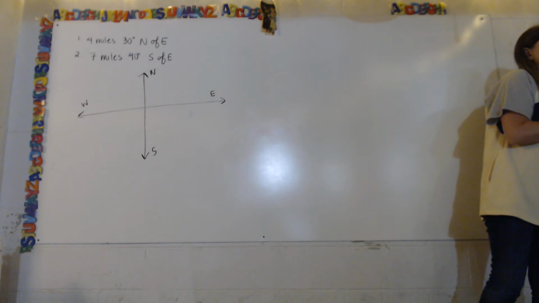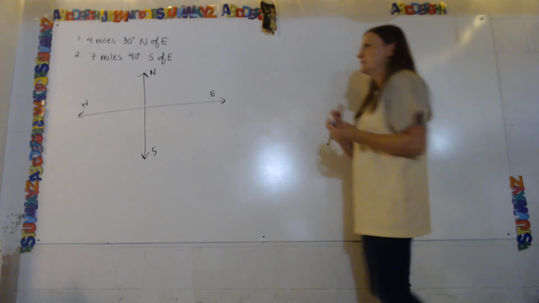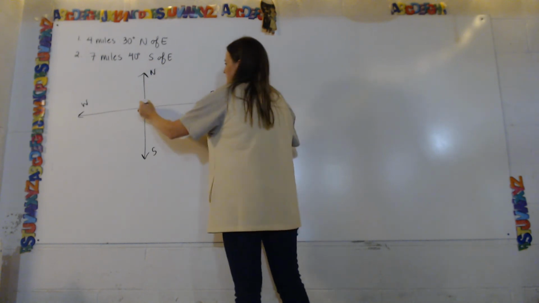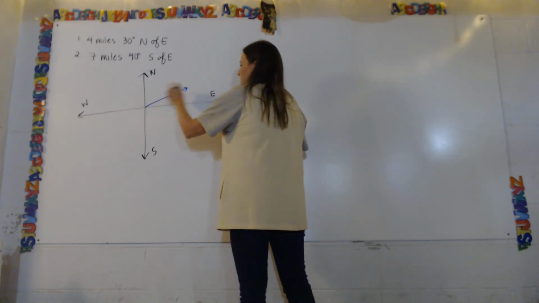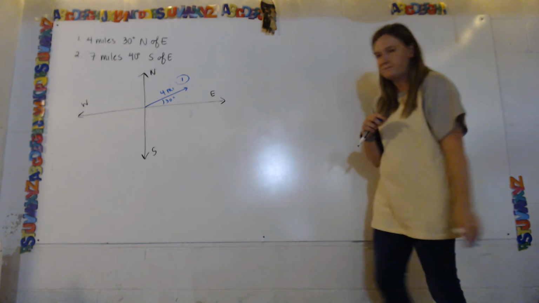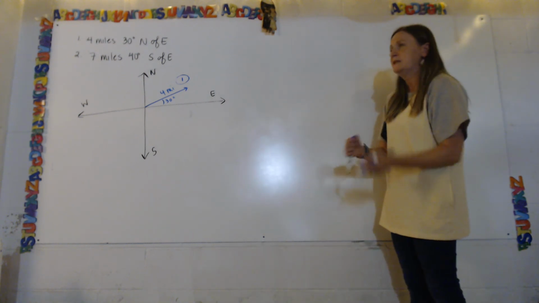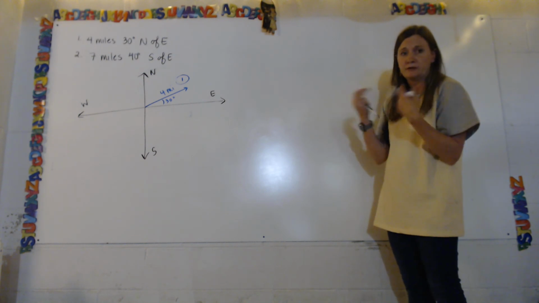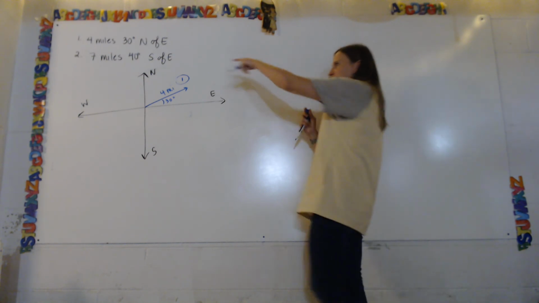And so the first one, I'm not going to get out a protractor and measure or anything like that. I'm just kind of eyeballing it. 4 miles, 30 degrees north of east, that's something like this. So this is the first vector, 30 degrees. So I'm going to write a little 1, just so I know that's vector 1. And then the second vector, again, I'm not doing the head to tail or anything, just putting it on this thing. So I'm going to draw it coming from the origin, so I can picture it.